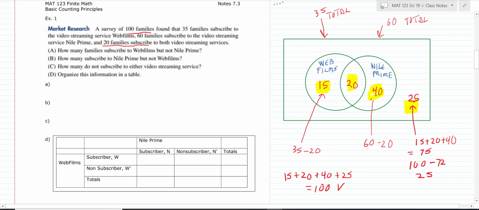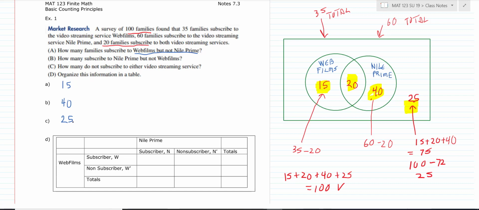All right, so part A says how many families subscribe to Web Films but not Nile Prime. That would be the 15. All right, and then how many subscribe to Nile Prime but not Web Films? That would be the 40. And then it says how many do not subscribe to either? That would be the 25. So you want to know what all those things represent. So a Venn diagram's a real good way to visually figure this stuff out.